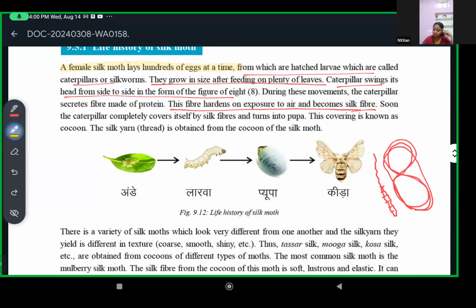Soon the caterpillar completely covers itself with silk fibers and turns into a pupa. This is the pupa, which means the caterpillar is inside and it's covered by that fiber. This covering is known as the cocoon. Silk yarn is obtained from the cocoon of the silk moths. We obtain silk yarn from this outer covering.